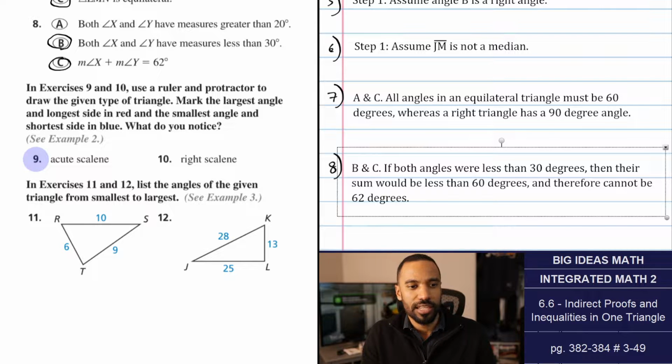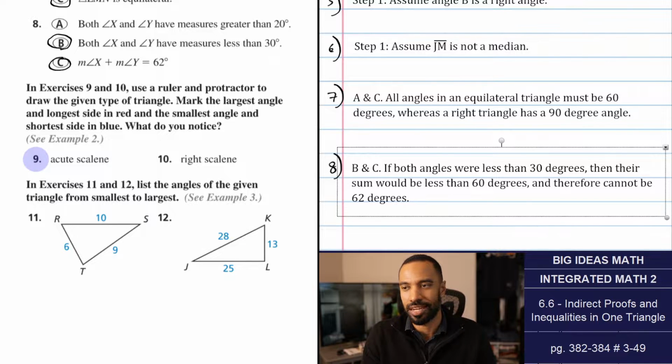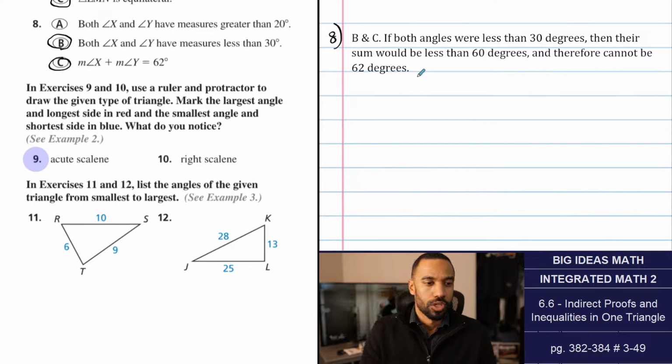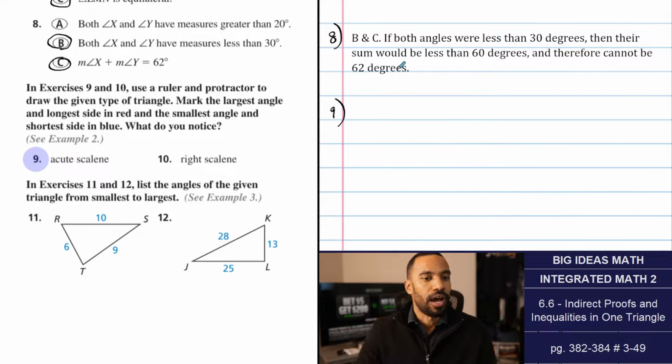In exercises 9 and 10, use a ruler and protractor to draw the given type of triangle. Mark the largest angle and longest side in red and the smallest angle and shortest side in blue. What do you notice? Okay, let's whip out our protractors and stuff. All right, use a ruler and protractor to draw the given type. So an acute scalene triangle.